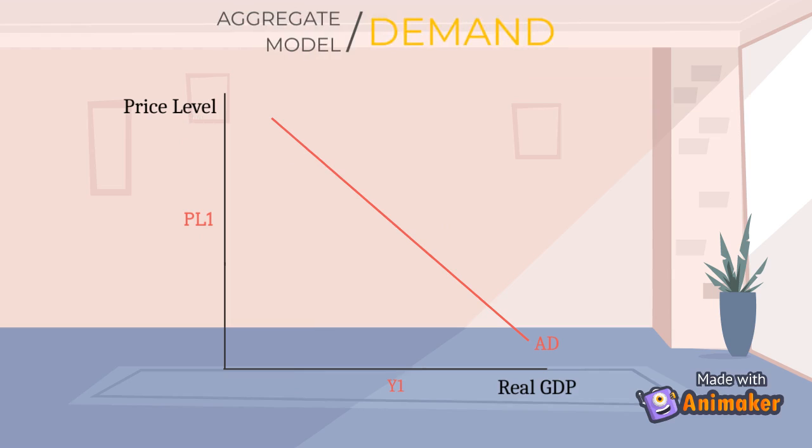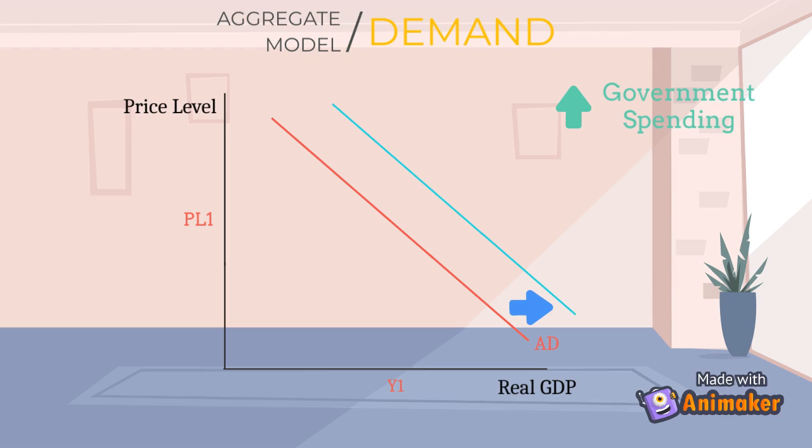The key determinants of shifts in aggregate demand are the components of GDP. For instance, a decrease in consumer spending due to a change in consumer preferences will result in a leftward shift of the AD curve, as consumers will demand a lesser quantity of goods and services at every price level. When the government increases spending in the economy, the AD curve will be shifted to the right at every price level. Changes in net exports will also affect aggregate demand.